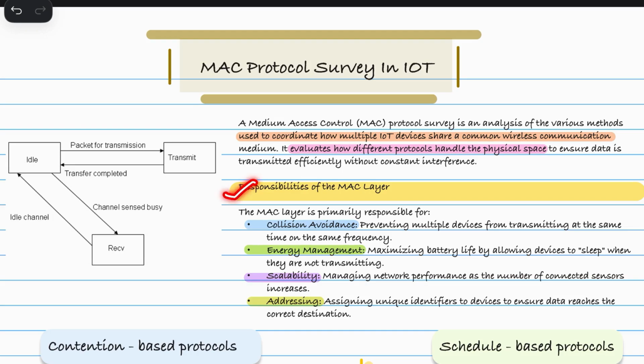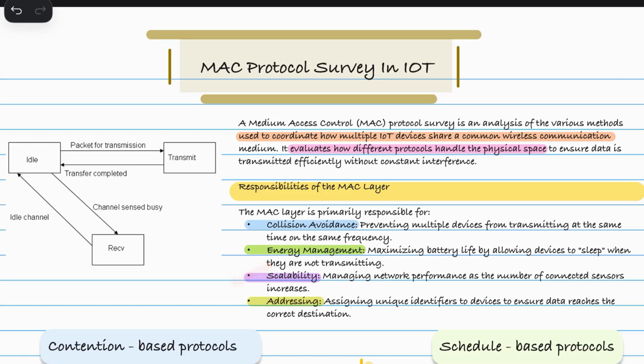So it handles four core responsibilities. First, it helps in collision avoidance. It orchestrates signals so that they don't crash into each other on the same frequency. It also provides energy management. This is critical to IoT, right? The MAC layer decides when a node's radio transceiver can shut down and go to sleep. So this saves precious battery life.